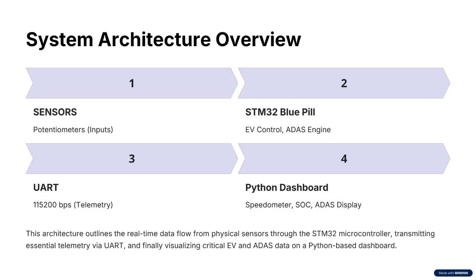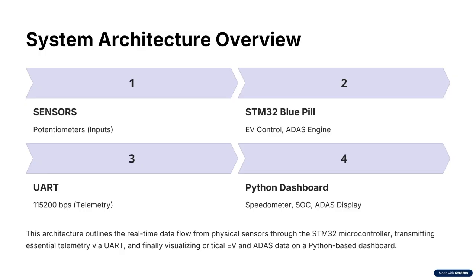So, the system architecture overview. This slide shows the complete architecture of our project. The process starts with sensors. We have used 4 potentiometers inside the PicsimLab to simulate one for acceleration, one for brake, one for SOC, one for motor temperature, and these inputs are read by the STM32 Blue Pill.